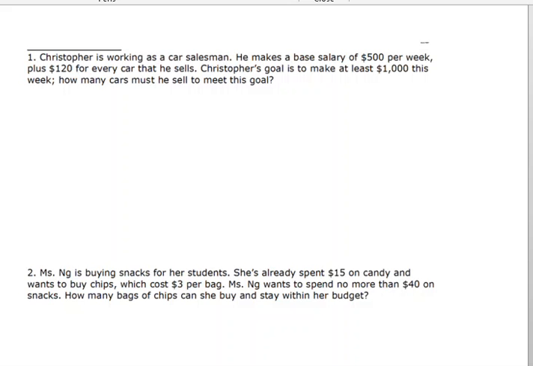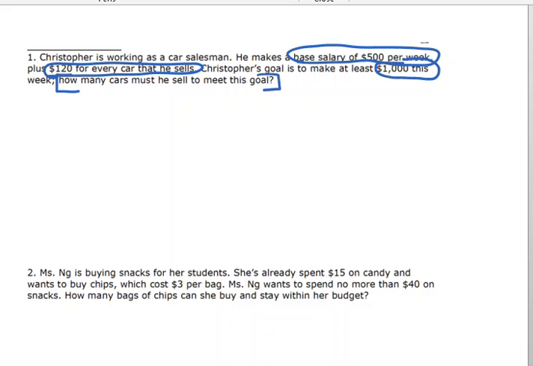Christopher is working as a car salesman. He makes a base salary of $500 per week, plus $120 for every car that he sells. Christopher's goal is to make at least $1,000 this week. How many cars must he sell to meet his goal?